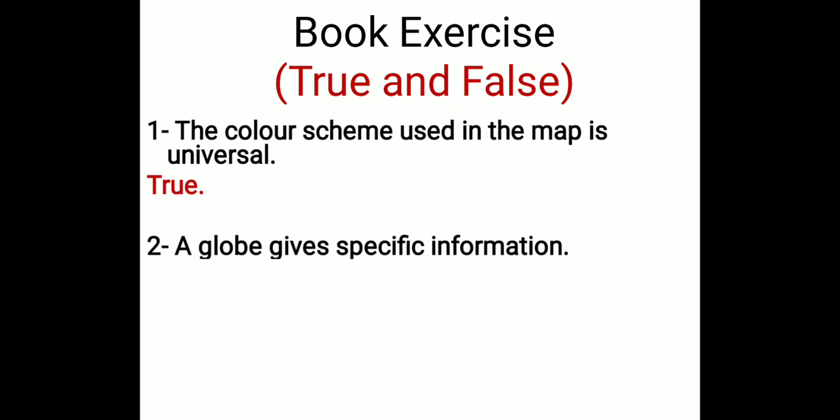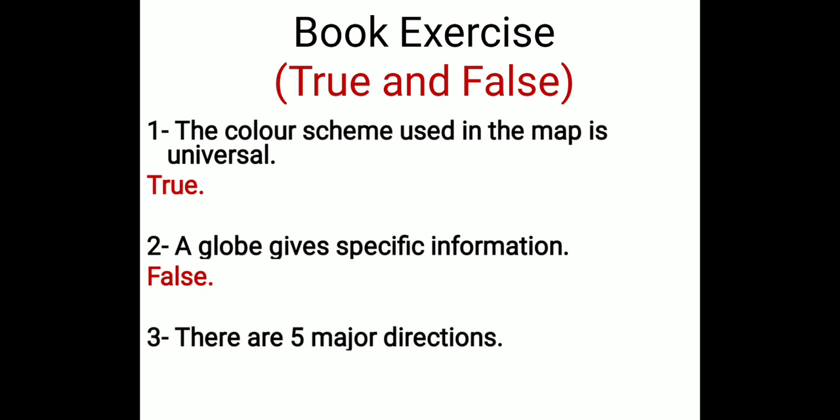Now we will move to statement 2. And what is statement 2? A globe gives specific information. Is it true or false? A globe gives specific information. And the answer is false. A globe is not able to give specific information. If we want specific information, we will see the map. A globe is not able to give us specific information about any area or any particular city. We have to see the map for that.